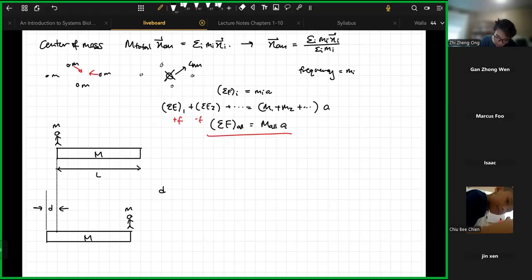So what is D? Okay, so you guys get a setup. We have a boat of mass big M and total length big L, and one person of small mass m walks from one end to the other. Now the question is, what's the displacement of the boat?